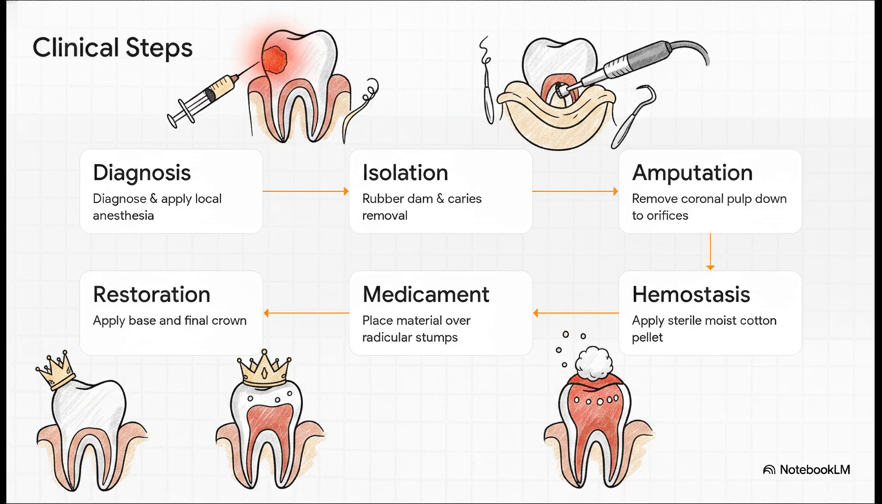Step 2 is absolutely critical, the rubber dam. Honestly, isolation is just non-negotiable here to maintain an aseptic field and keep out salivary contamination. Then you'll remove the caries and completely unroof the pulp chamber. Step 3 is cleanly amputating that coronal tissue right down to the canal orifices using a high-speed burr or a really sharp spoon excavator. After that, you establish hemostasis, place your chosen medicament over the radicular stumps, drop in a base like glass ionomer, and finish it off with a permanent restoration.